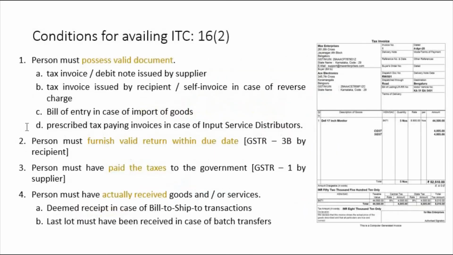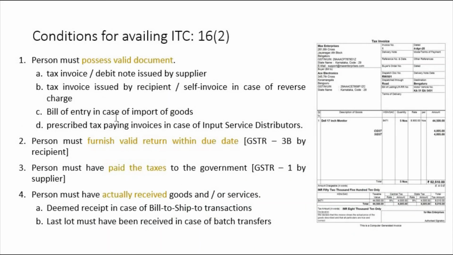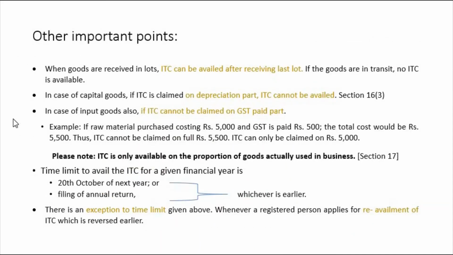These are the points that we have seen: section 16 subsection 1, subsection 2, and subsections 3 and 4. We have finished these many things. In the next video we will start with section 17, that is apportionment of ITC, right?